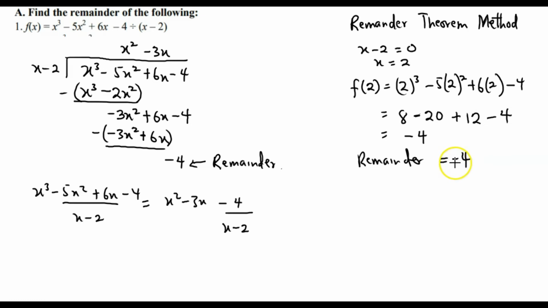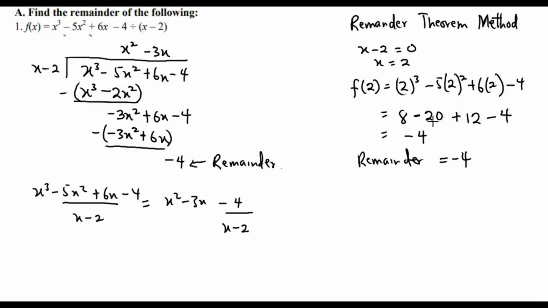So please take note of this method. It's very easy and short, for which you can use it to determine the remainder of the division between a polynomial function and a linear divisor. Please take note again, you can only use the remainder theorem when you have a linear divisor. And how do you do that?